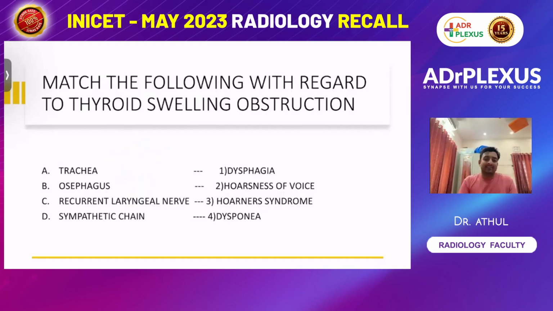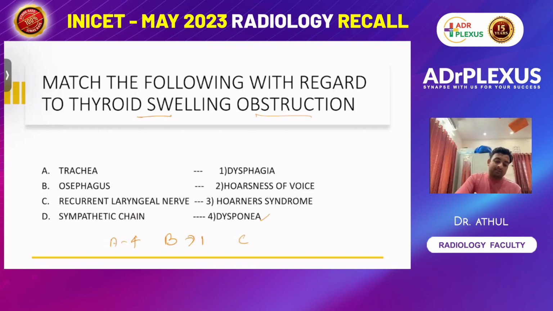This is another question. This is not purely radiological. This is a mixture of anatomy, radiology, surgery, everything. So the examiner is asking you to match the following with regard to thyroid swelling causing obstruction. If the thyroid swelling causes obstruction to the trachea, the patient will present with dyspnea. It will push and compress the air column. So that is easy. If it compresses the esophagus, then the patient will have dysphagia. This is a very easy question.